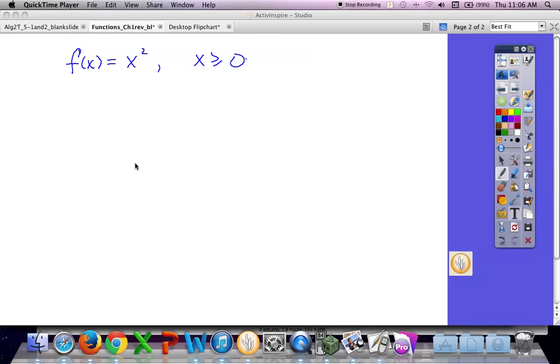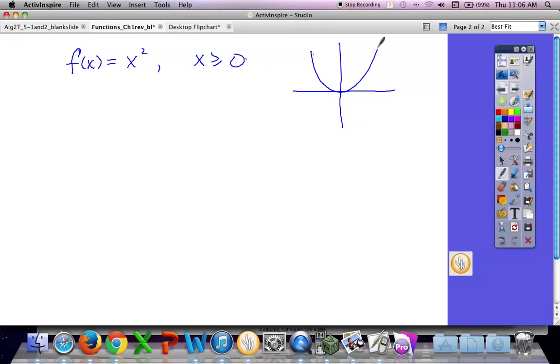Okay, first, if you were just looking at this function, x squared, would you think it's 1 to 1? What's the shape of the graph? It's a parabola, right? It's a parabola with the vertex at the origin. Does that pass a horizontal line test? If you do a horizontal line, if it intersects in more than one place, it fails the horizontal line test. So that's not 1 to 1.